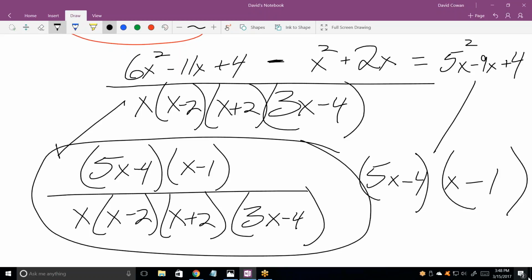The reason is you never know what the next step's going to be. Maybe the next step is multiply it by x minus 2. I don't know, but the only thing I know for sure is that I'm going to be better off if I have factored answers rather than unfactored answers. You always want to leave it factored.